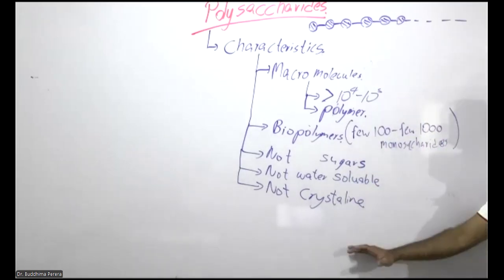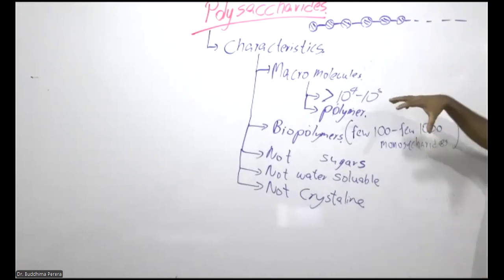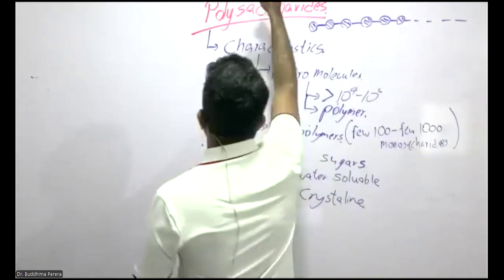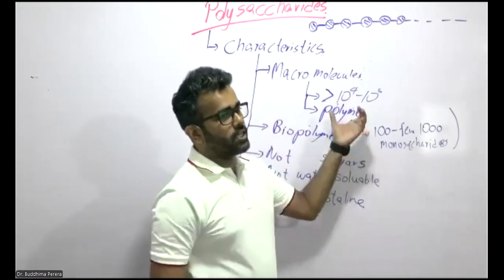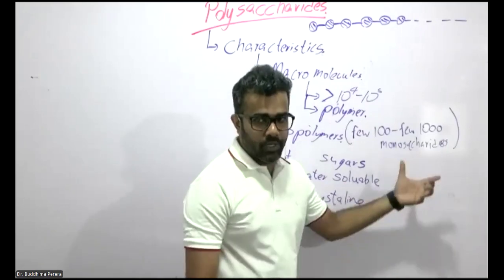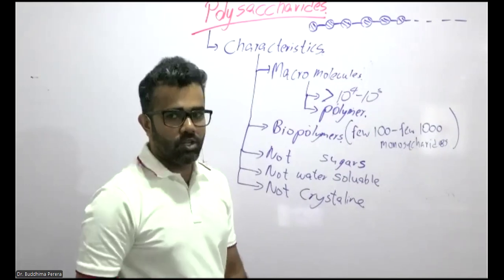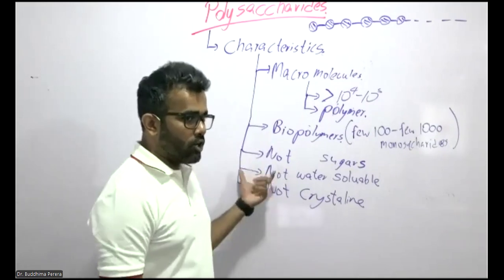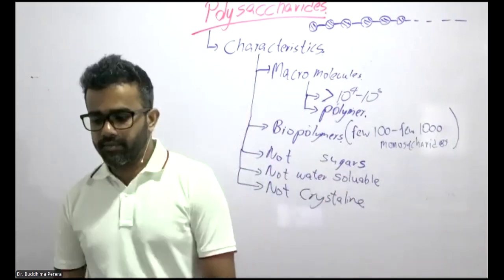These are the characteristics of polysaccharides. Polysaccharides are made from monosaccharides. Poly means many. They are macromolecules with a molecular weight more than 10 to the power 4 to 5, and they are biopolymers. A few hundred to thousand monosaccharides join together to form polysaccharides. They are not sugars, they are not water soluble, and they are not in crystalline form.